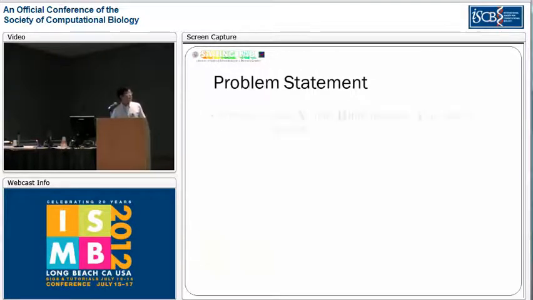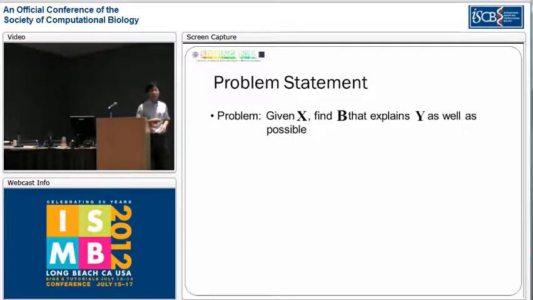And now let me move on to the problem statement. The problem is as follows. Given the SNP matrix X, we want to find the regression coefficient matrix B that explains Y, which is the gene expression level matrix, as well as possible.